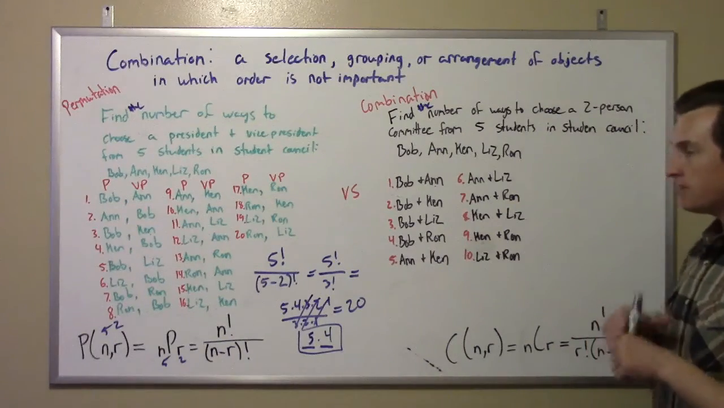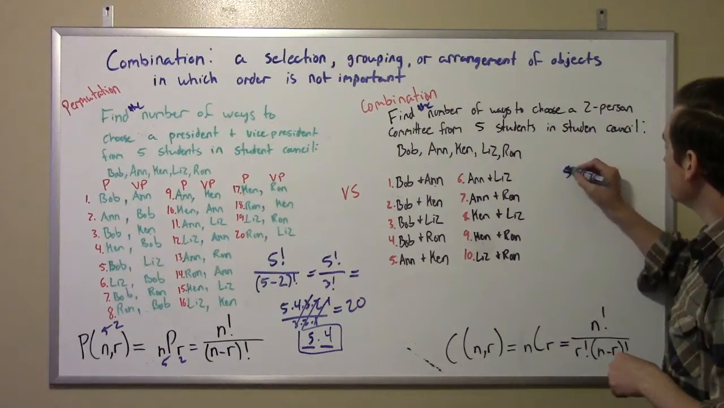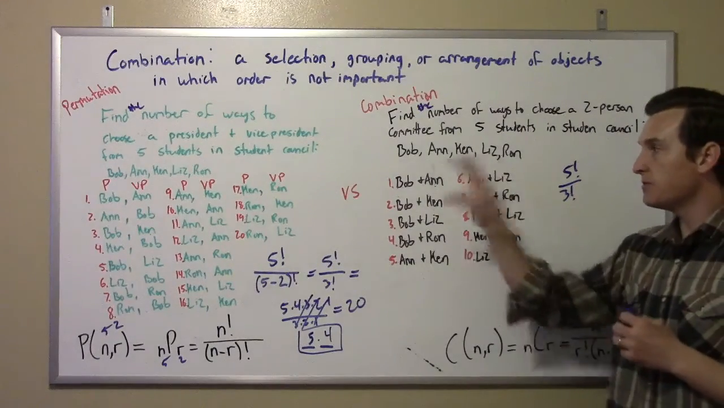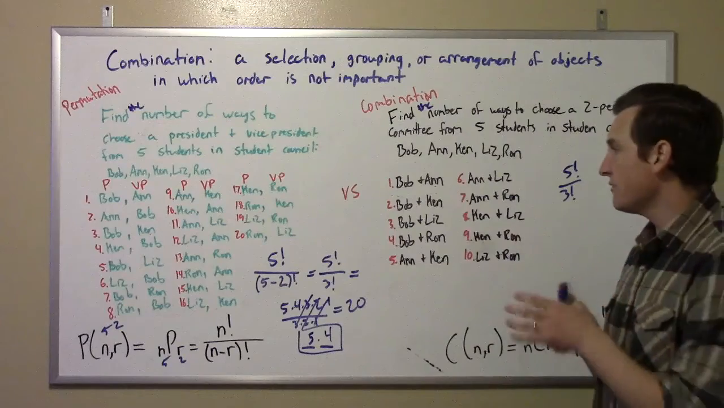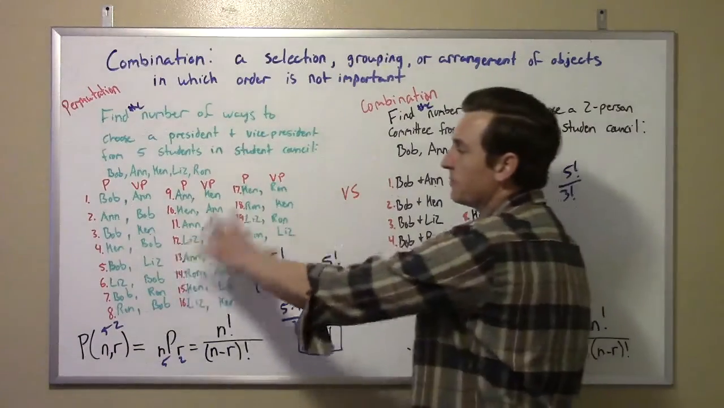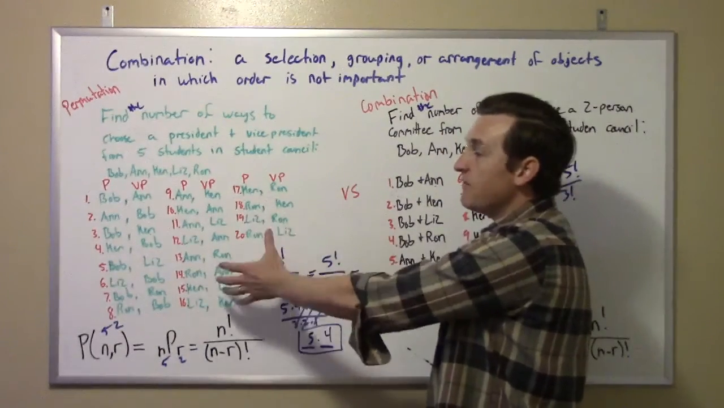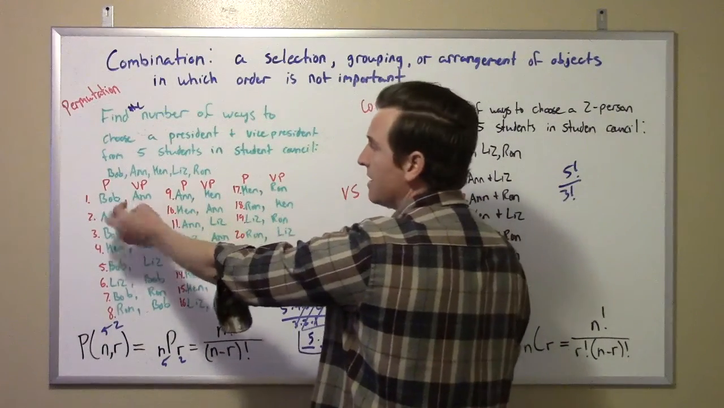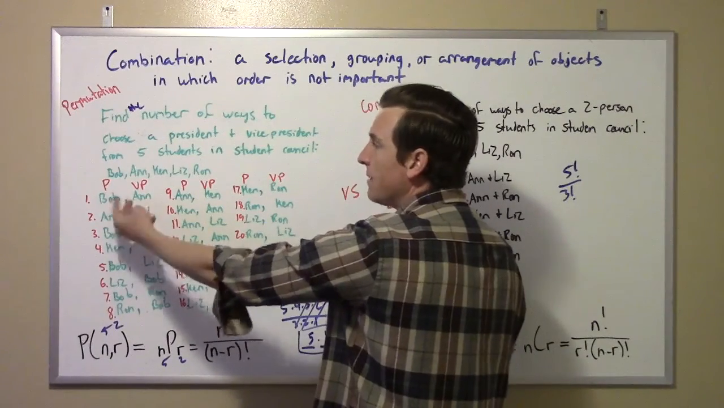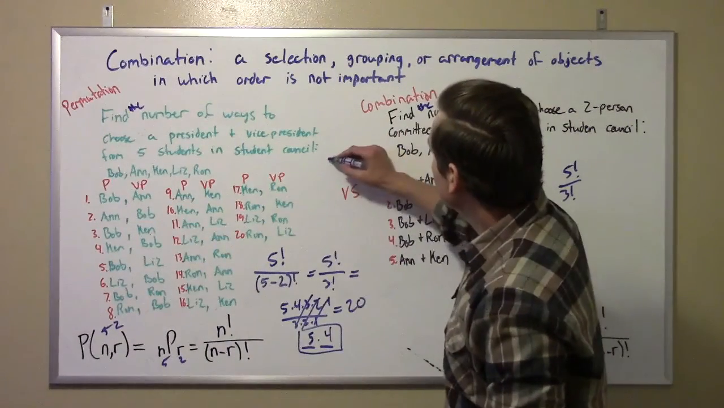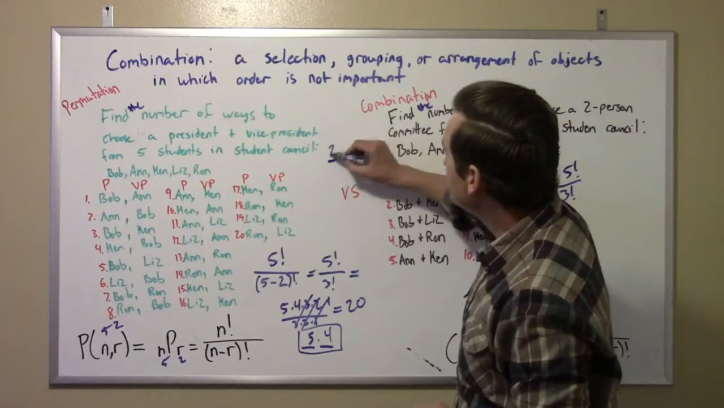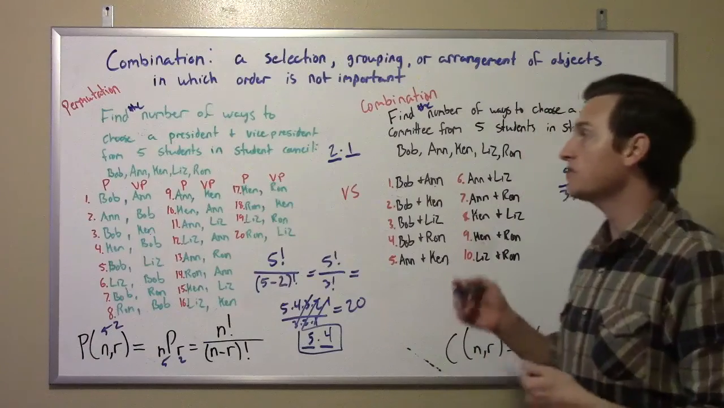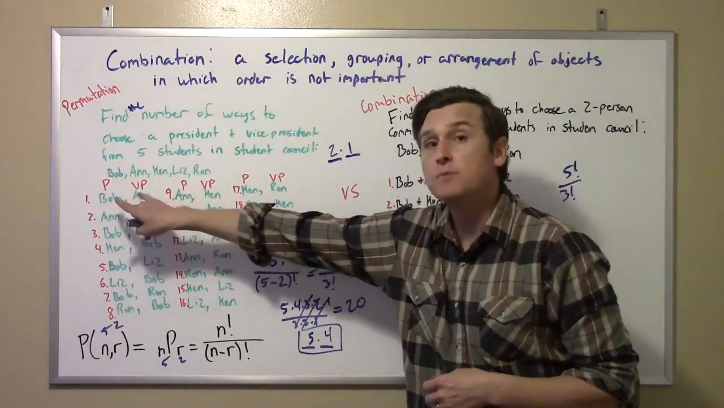So in order to get all the permutations, you do 5 factorial over 3 factorial, right? That would be all the different permutations of this. But then you think to yourself, well, hold on. If I got 2 permutations, that's too many. So I need to divide by how many ways there are to order 2 things. How many different ways are there to order Bob and Ann? Well, you have 2 choices for the first, and then you choose the other one. So there's 2 times 1, or 2 factorial ways to order 2 people.